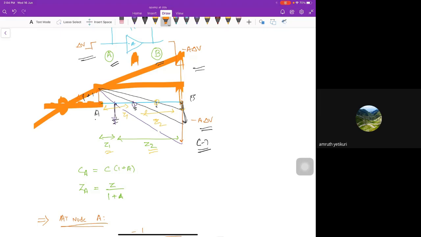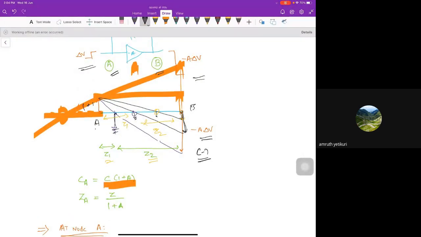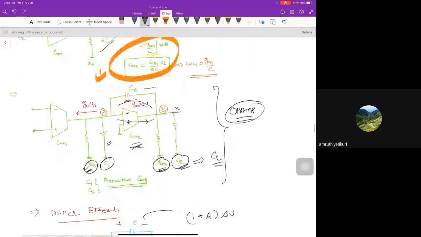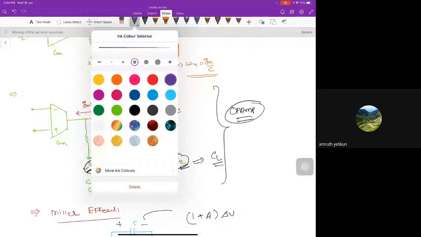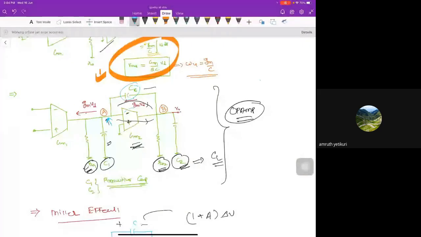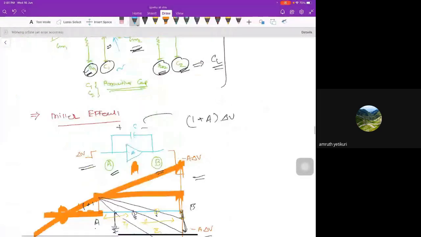The thing is that the impedance looking into the A point is Z divided by 1 plus A. So the capacitance looking into the A point is C times 1 plus A. That means in this circuit, at the A point, this CC will have a Miller effect, and will add capacitance here at node A. That's the point I want to make.